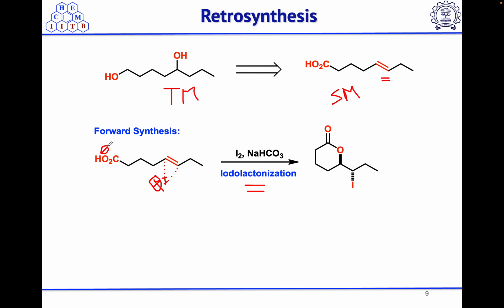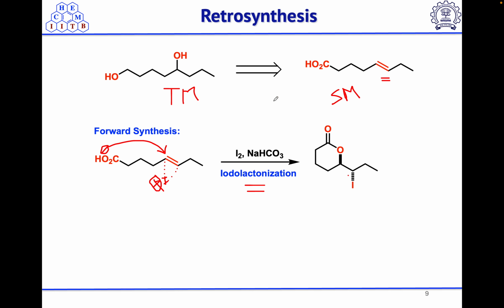So this carboxylate anion will open this bridged iodonium intermediate. Okay, and it will form how many rings? So one, two, three, four, five, and this oxygen, a six-member ring with this iodine. Okay, so this is a very interesting example. So in this iodolactonization you will have this six-member lactone with iodine.